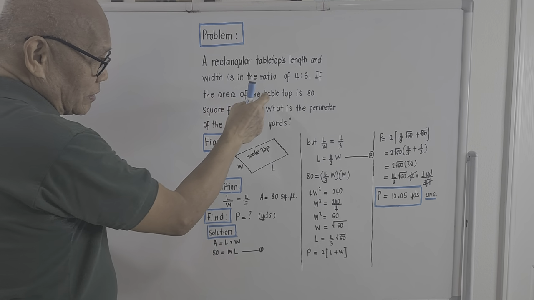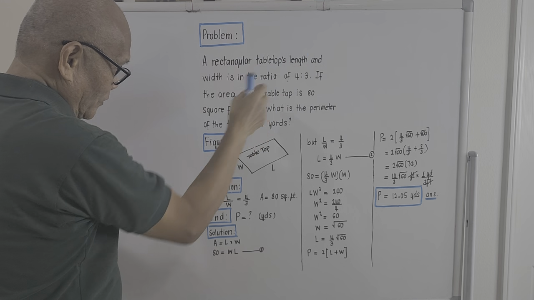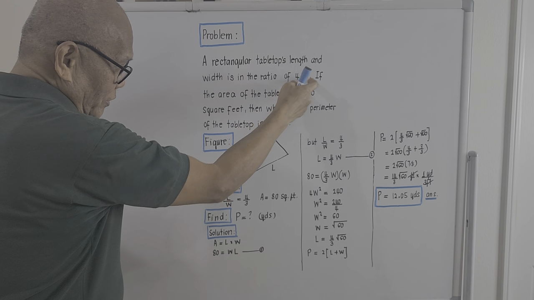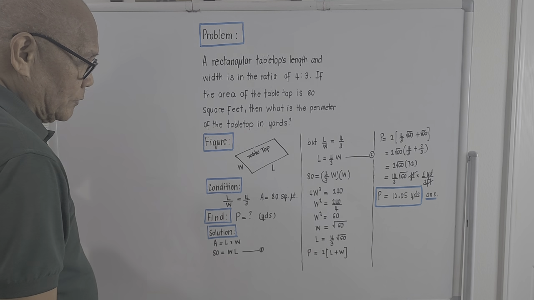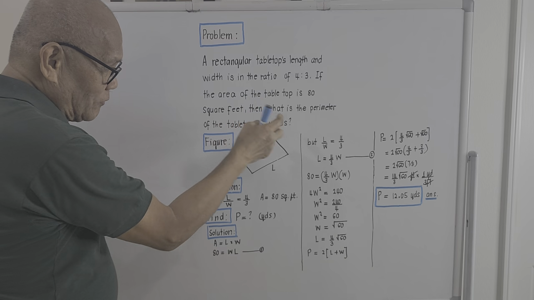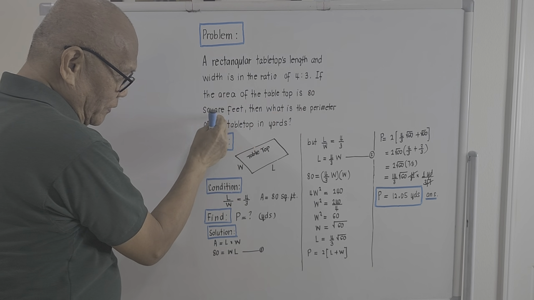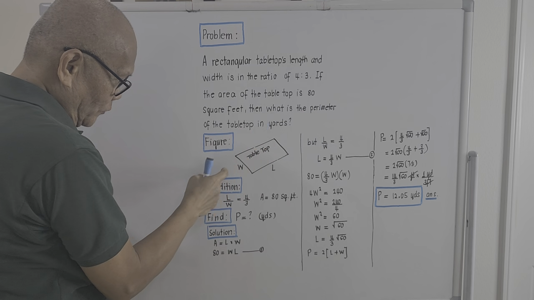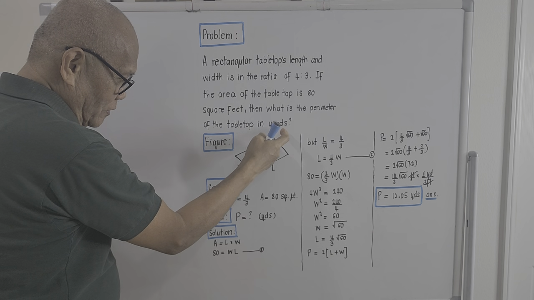A rectangular tabletop's length and width is in the ratio 4:3. It's a verbal problem. If the area of the tabletop is 80 square feet, then what is the perimeter of the tabletop in yards?